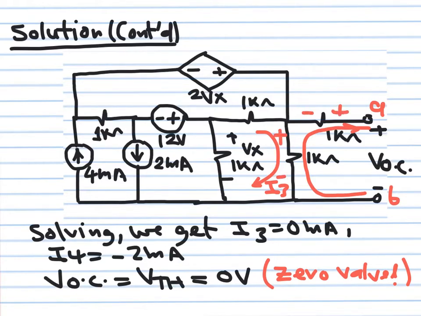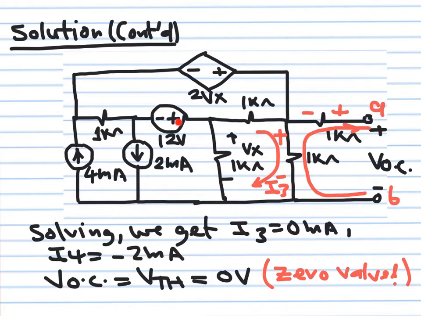Okay? So in moving from here to here, I will say that VEB is equal to this drop plus this drop. This drop here is 1K multiplying I3, and this drop here is 0 because there is no current flowing here. And because I3 is 0, I know that V Thevenin, which is V open circuit, will be equal to 0. This drop is 0 and this drop is 0. Then there is no V Thevenin. We had a similar example in class where we got V Thevenin equal to 0.